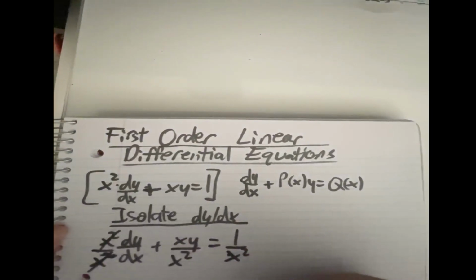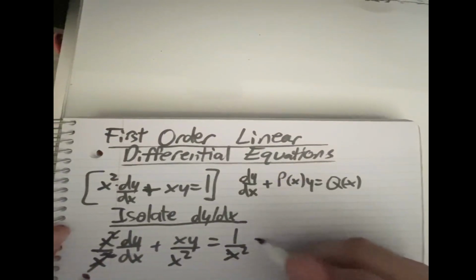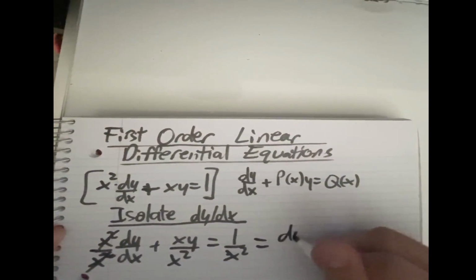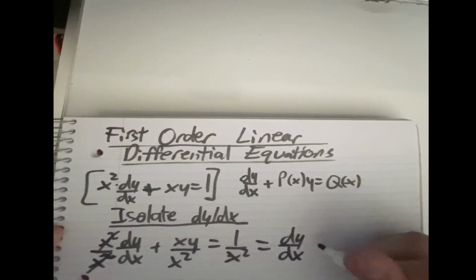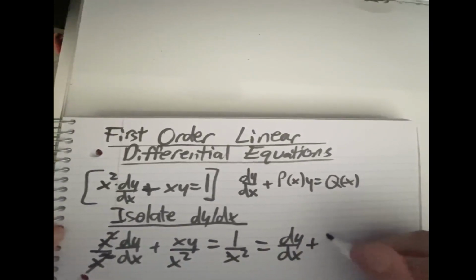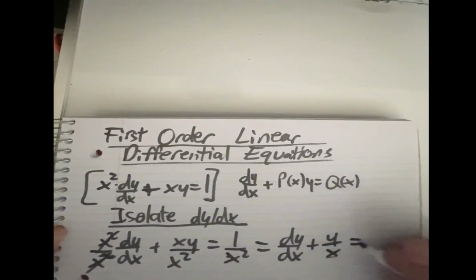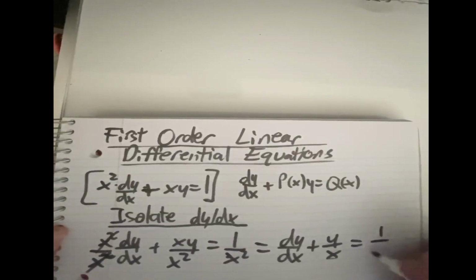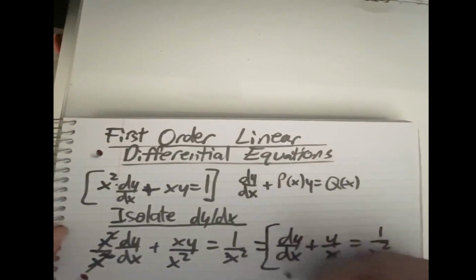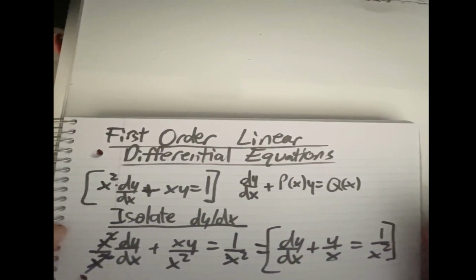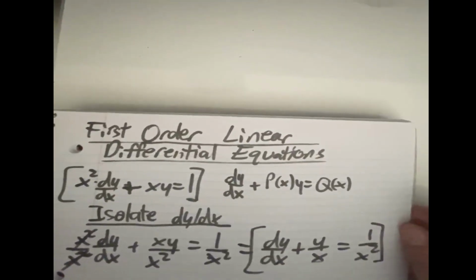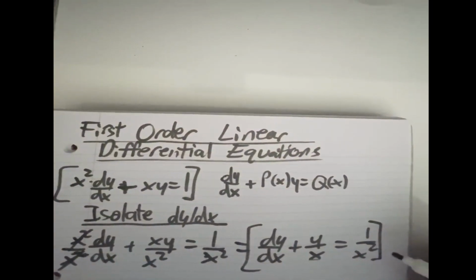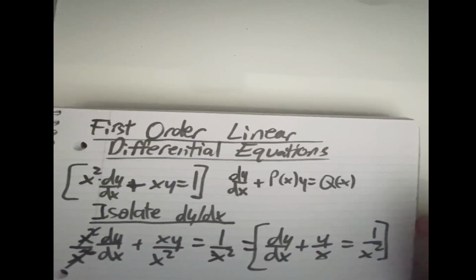So the x squareds cancel out. So this is equal to dy over dx plus y over x is equal to 1 over x squared. So this is the function that we're going to be working with for this particular problem. And this problem has the form of first order linear differential equations.